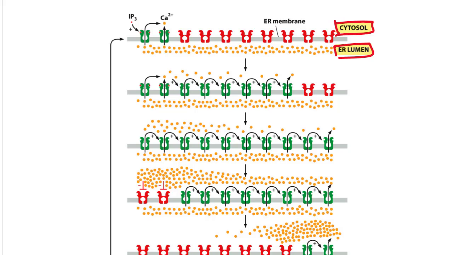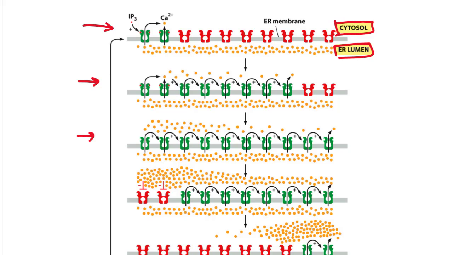Now, when IP3 binds to the IP3 receptors, these channels will open and calcium will start to diffuse out of the lumen into the cytosol, and you start to get an increase in calcium concentration in the cytosol. But that increase in calcium concentration will lead to calcium binding and activating ryanodine receptors, which means more calcium channels are opening and more calcium is released.